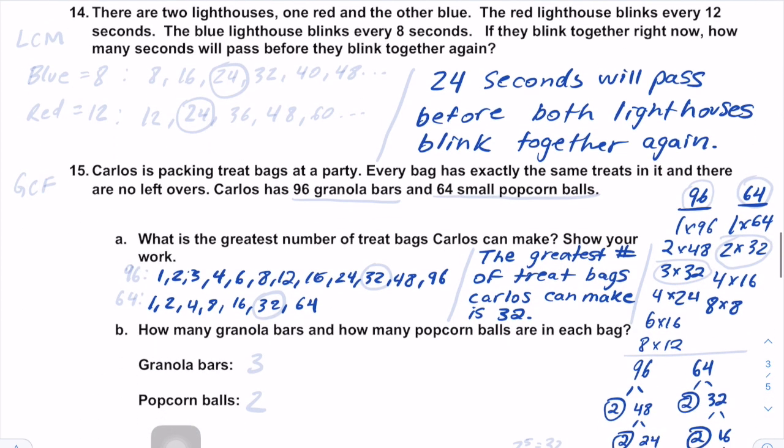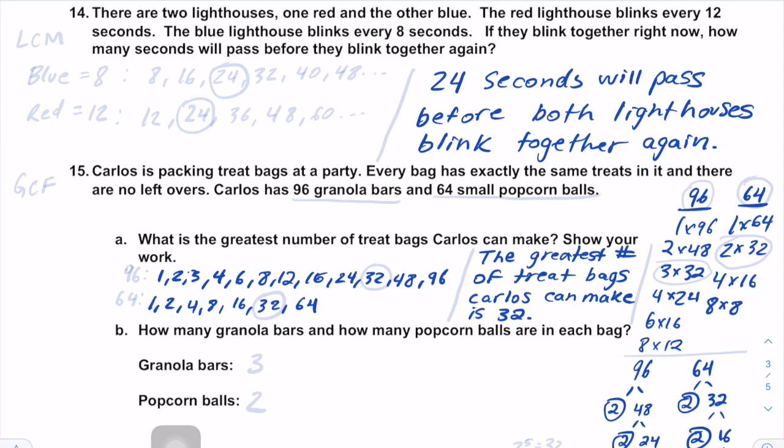Number 14 says there are 2 lighthouses, one red and the other blue. The red lighthouse blinks every 12 seconds. The blue lighthouse blinks every 8 seconds. If they blink together right now, how many seconds will pass before they blink together again?